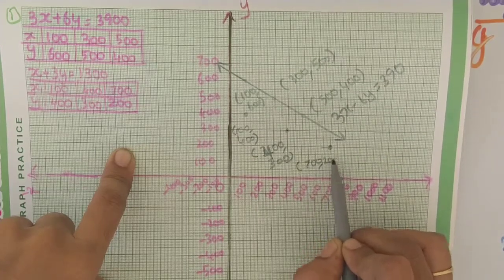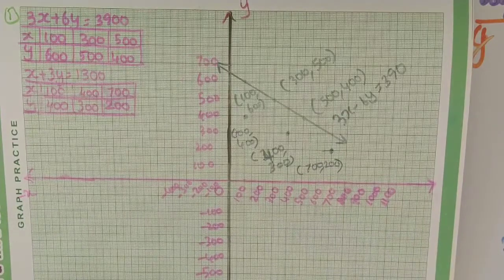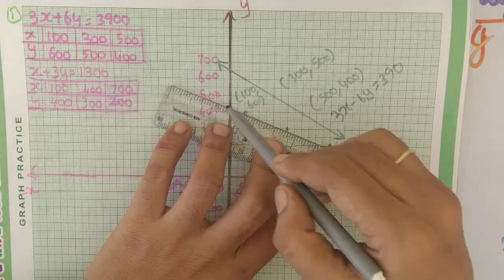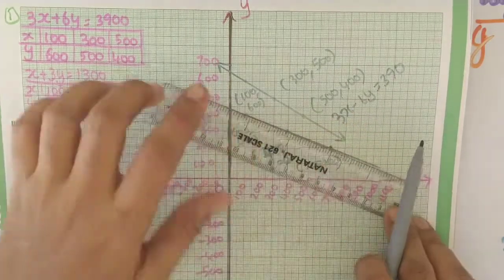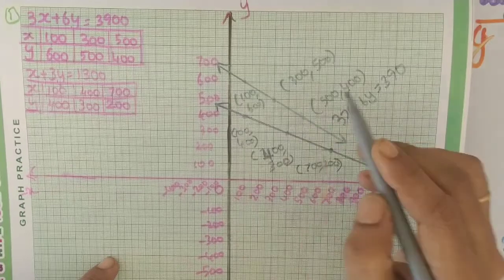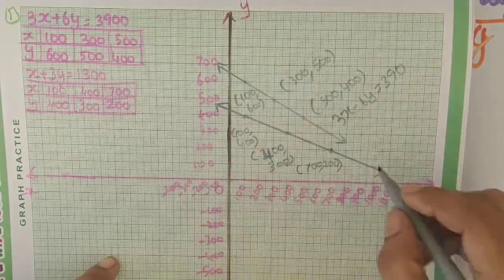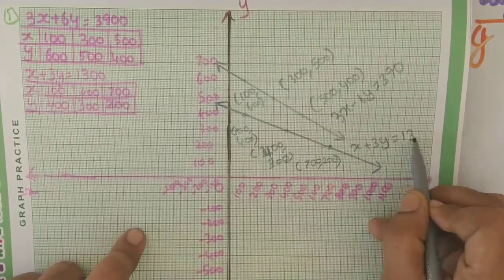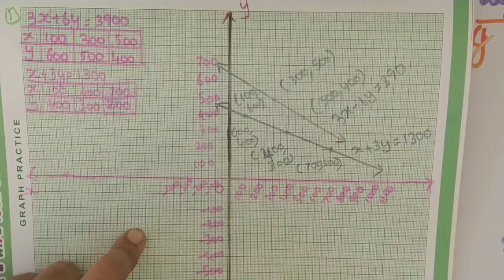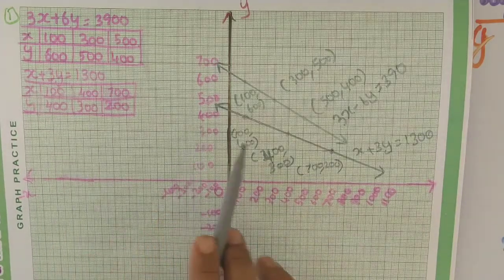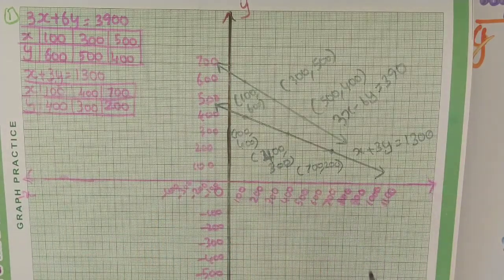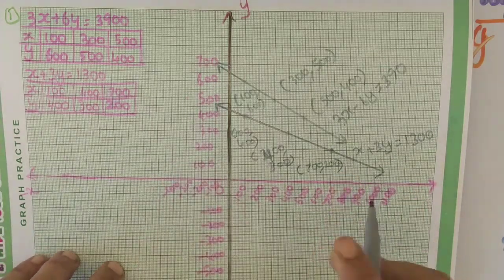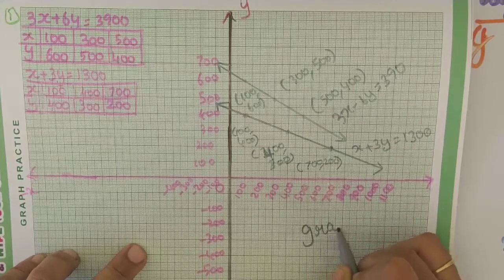This is 700, 200. Now, I am going to join these 3 points. Okay? What does this line represent? This line represents the linear equation x plus 3y is equal to 1300. And these ordered pairs are the points on the line representing the second equation. Clear? Okay. So, now we have represented the situation given in the question graphically.